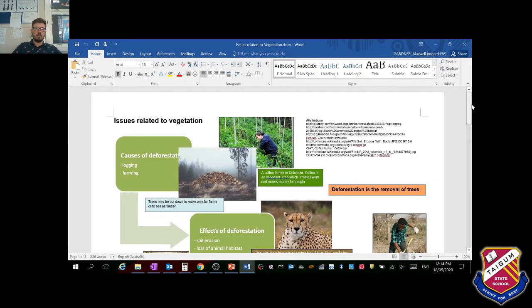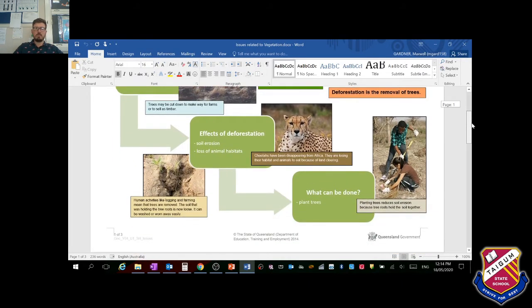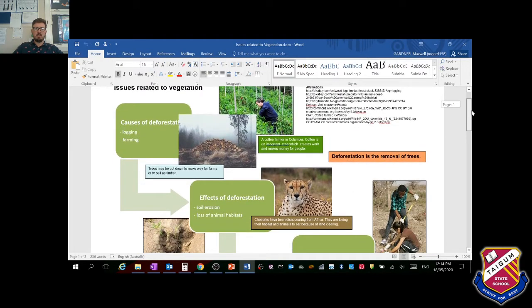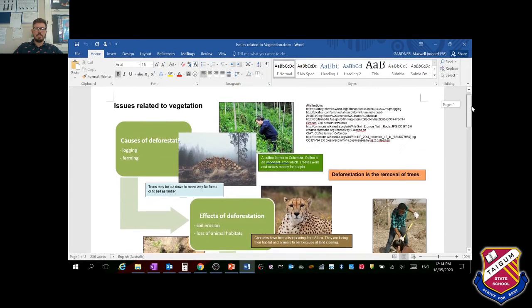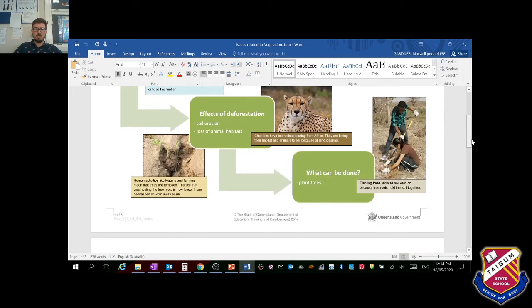So you should have this worksheet in front of you. How'd you go on the quiz? Enjoy it? Good stuff. We have got on page 1 an example of a sort of flow chart with some images related to cause and effect. So this is related to deforestation. So we've got some causes of deforestation, some effects of deforestation, and what we can do about deforestation.